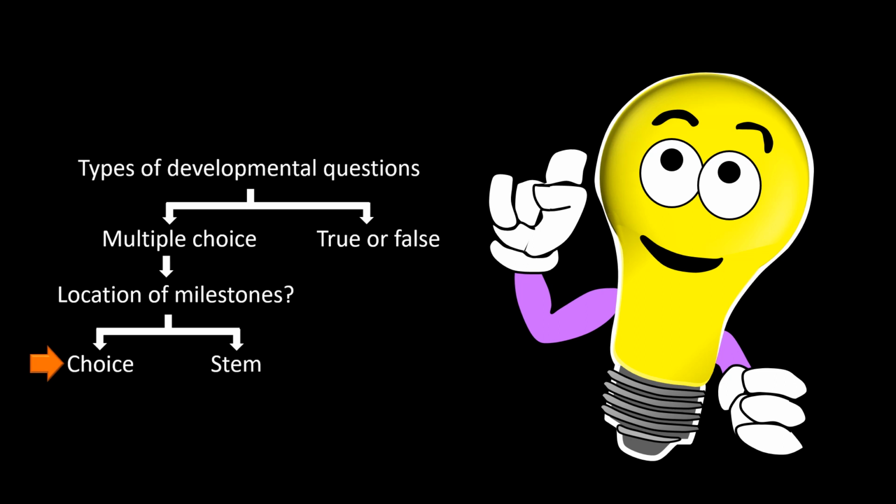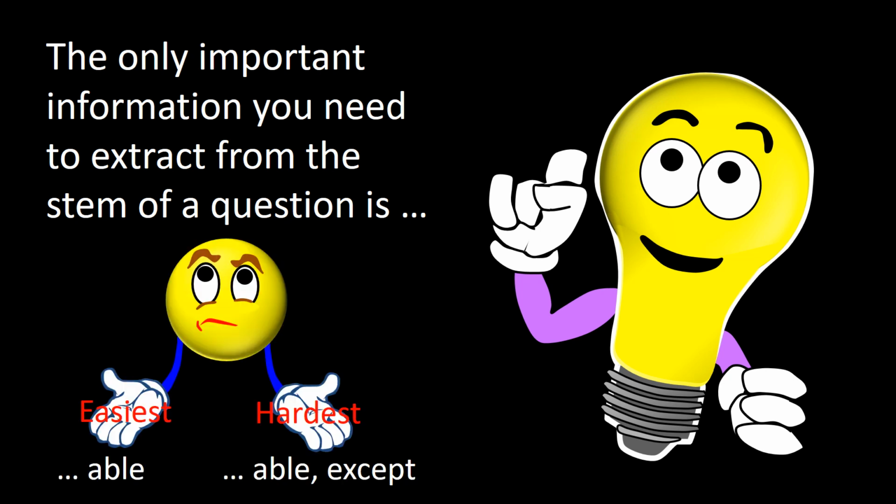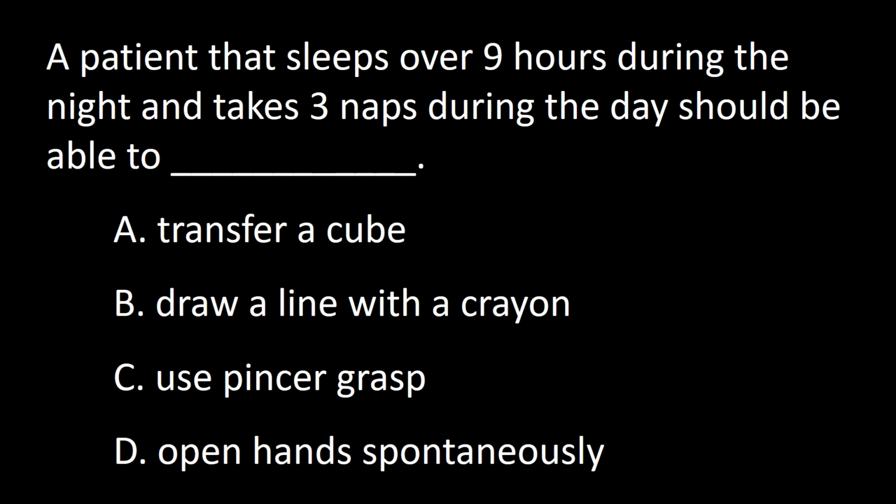The purpose of the next question, you will see, is to reinforce the fact that in this type of questions, those with the milestones in the choice section of the question, the only important information you need to extract from the stem of the question is whether you need to look for the easiest or the hardest to perform action, and that you do so by looking for the words able or able except. So let's work on this question.